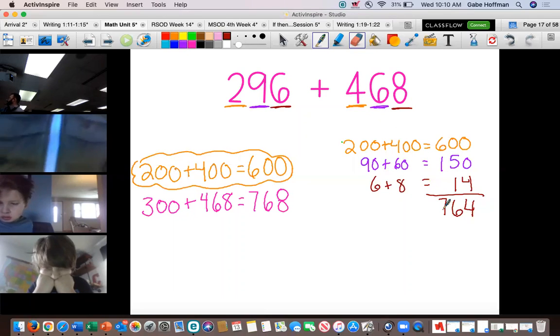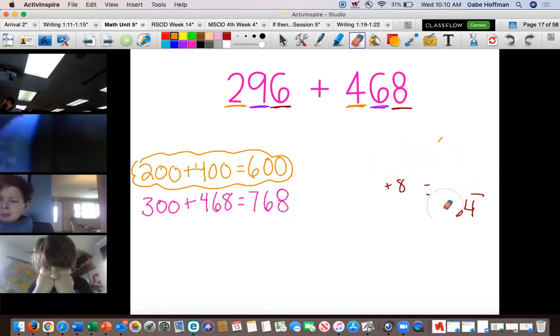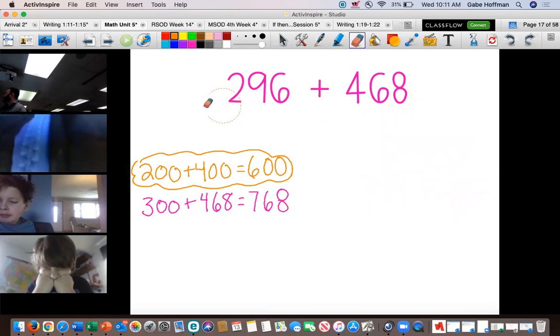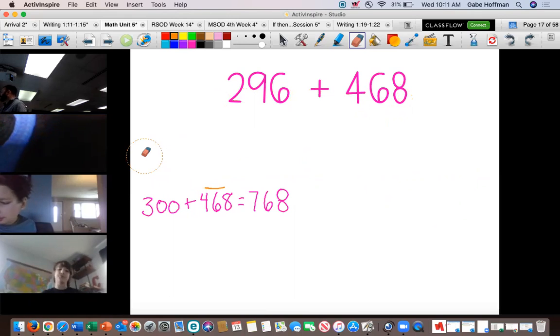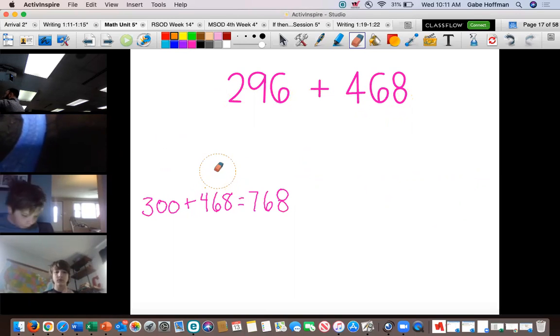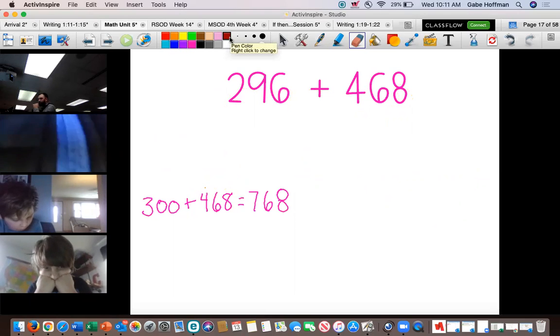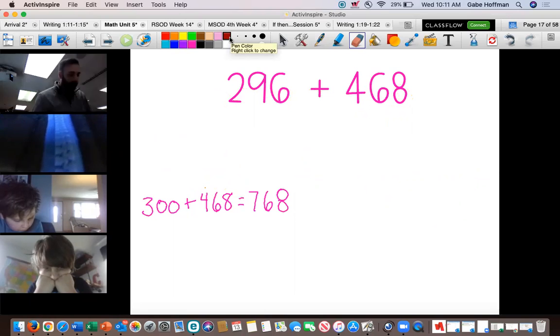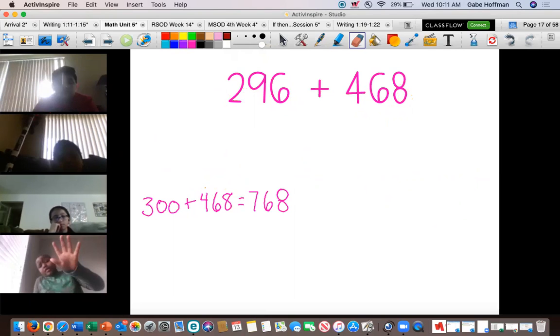This is my favorite because if you know how to do this, this saves you so much time. All right. So I have 300 plus 468 equals 768. I need a brave risk taker to tell me how this problem is similar or related to the actual problem that we're looking at the top. Marvin.